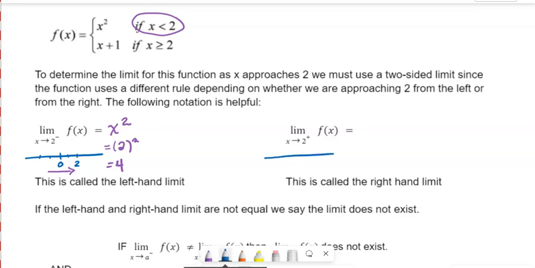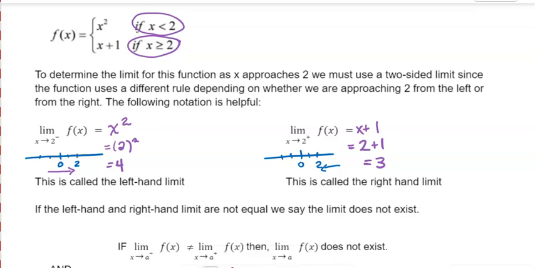And then we have to look at the other side. So here's our number line again. And this time we want to look at the limit as we're approaching 2 from the right. This is the right-hand limit. And so we're looking at any number larger than or equal to 2. And so we need to use the function x plus 1. And we plug in our 2 value, and we see that the right-hand limit is equal to 3.